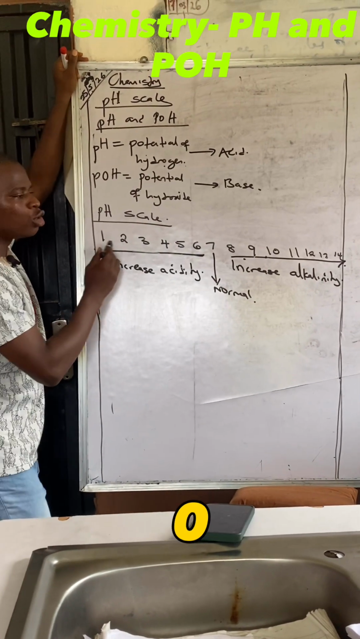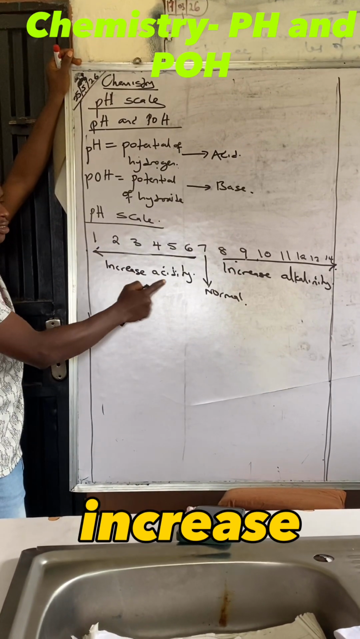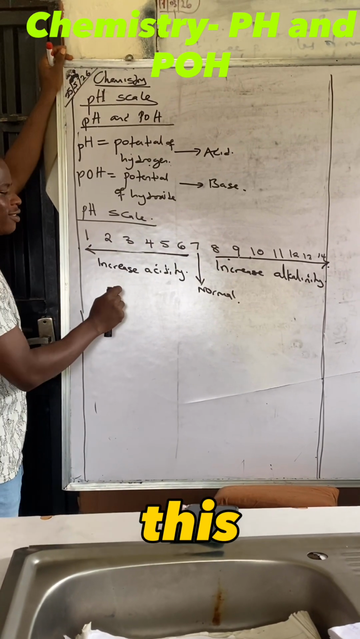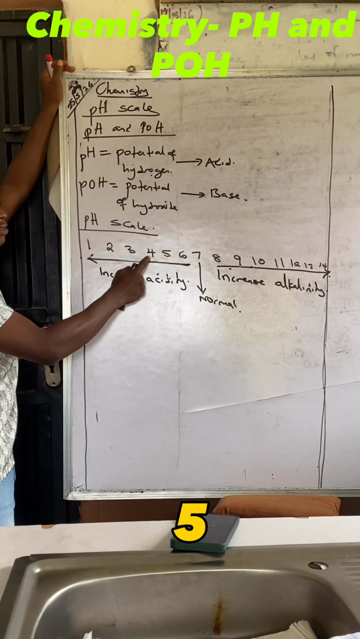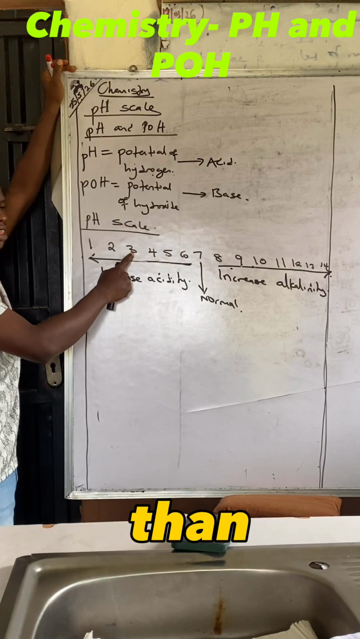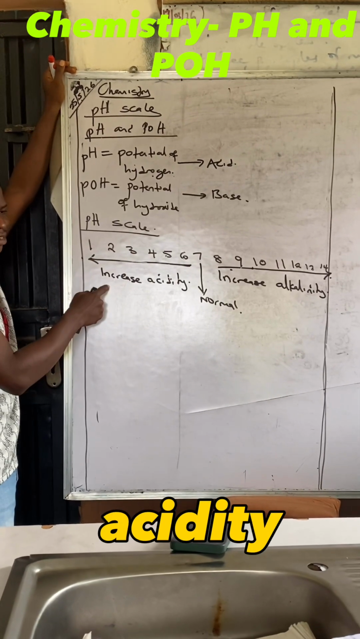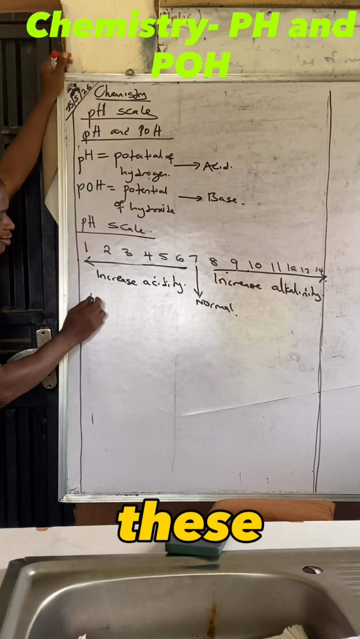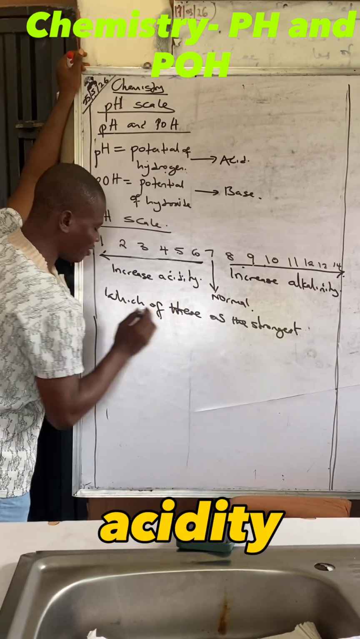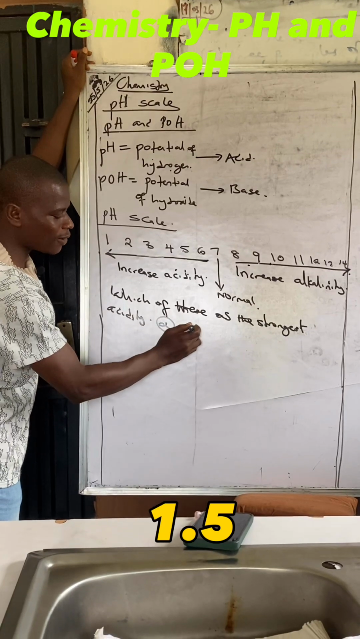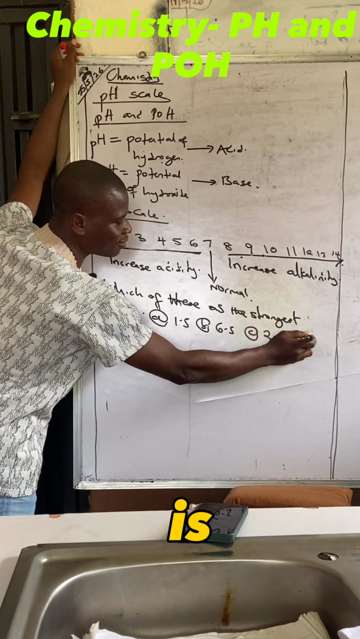The pH scale ranges from 0 to 14. From 1 to 6, you can see the arrow showing an increase in acidity. The meaning of this is that, as you can see here, 6 is less than 5, 5 is less than 4, 4 is less than 3, 3 is less than 2, 2 is less than 1 in terms of acidity. Meaning they can ask which of these has the strongest acidity. The strongest acidity. Option A 1.5, option B 6.5, option C 2.5, and D 7.5.